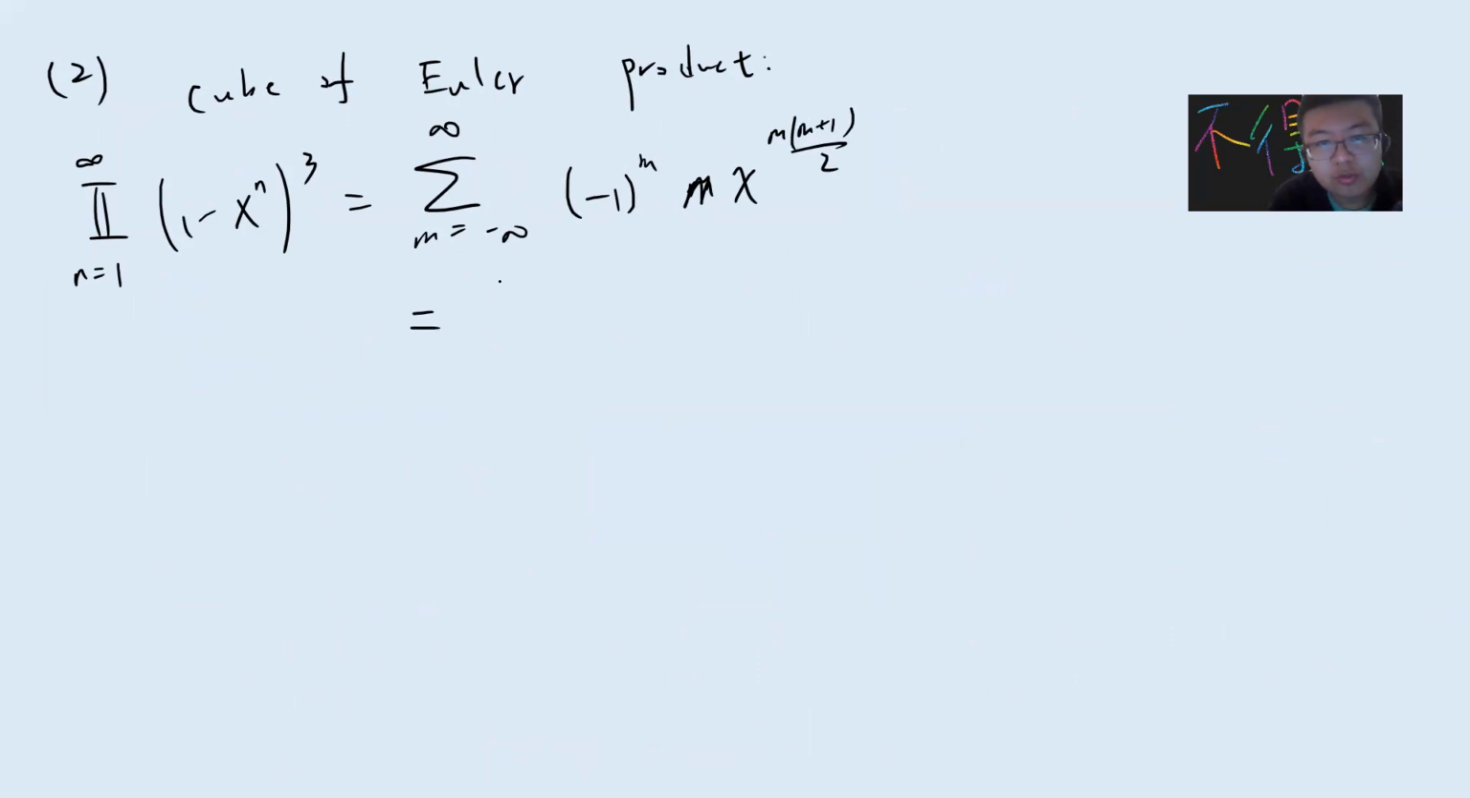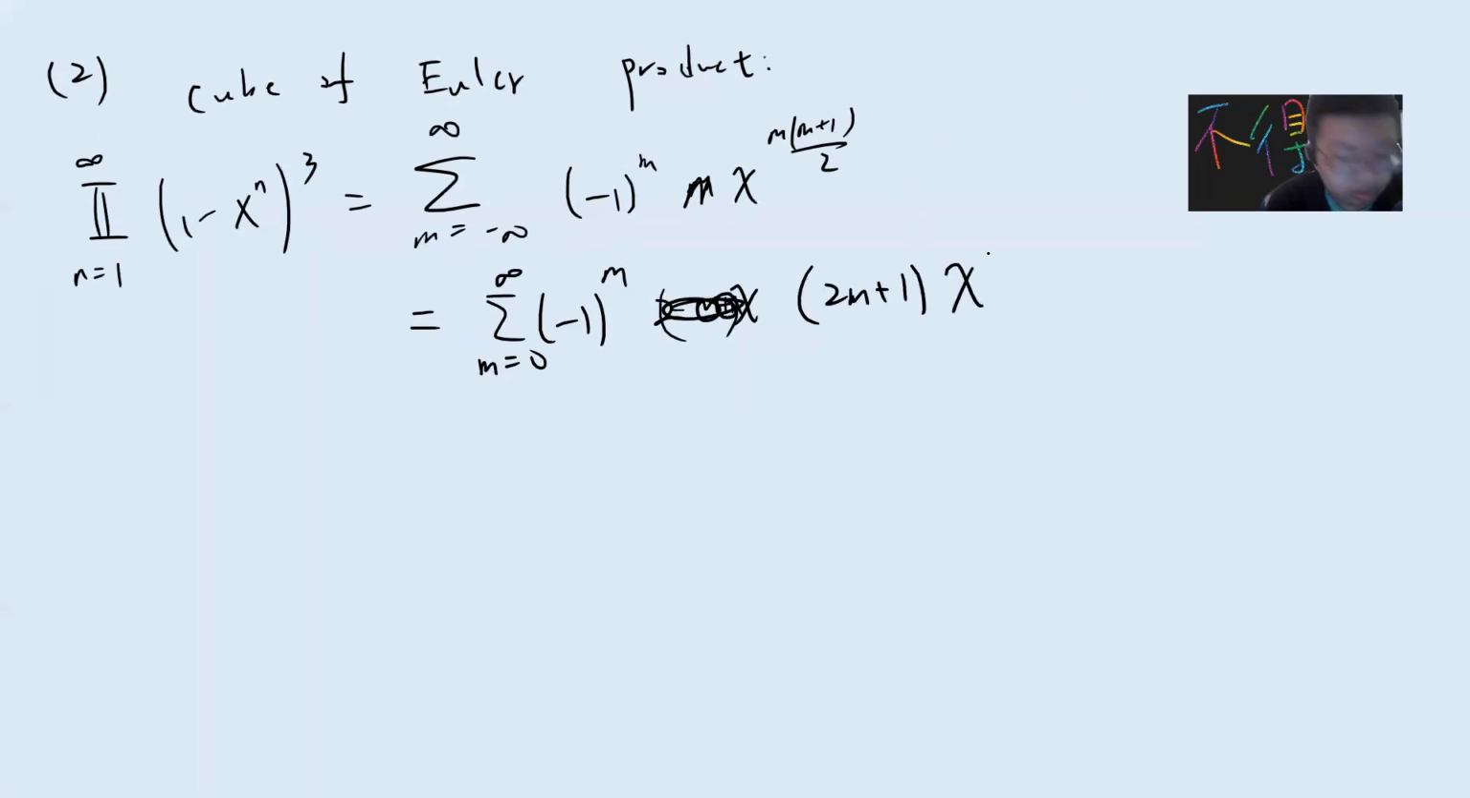You can flip it and combine the even and odd parts, so you get the sum over m from 0 to infinity of (-1)^m (2m+1) x^((m^2+m)/2). So the proof is very simple: you just replace z^2 by -zx.